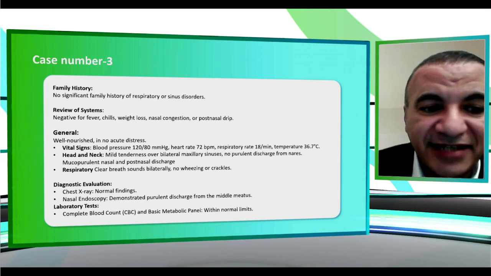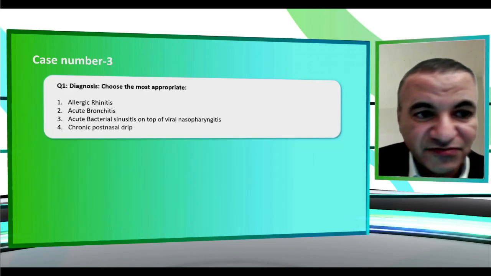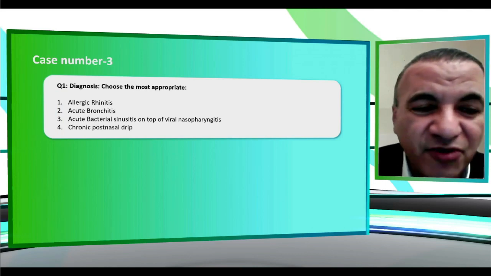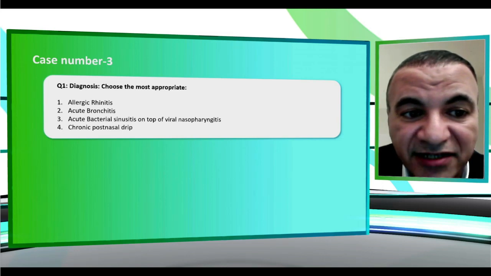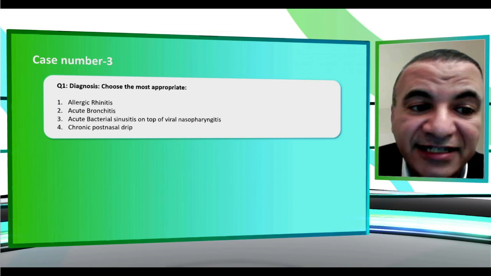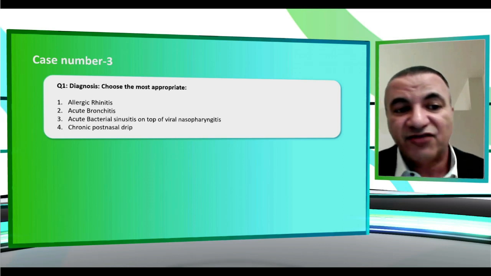His complete blood count, CBC, and basic metabolic panel are within normal. So I believe this is an easy case. What is the most appropriate diagnosis? Is it allergic rhinitis? Is it acute bronchitis? Is it acute bacterial sinusitis on top of viral nasopharyngitis on top of the common cold? Is it a chronic postnasal drip? And I want also to discuss chronic postnasal drip in full detail. So I'll wait for your diagnosis.